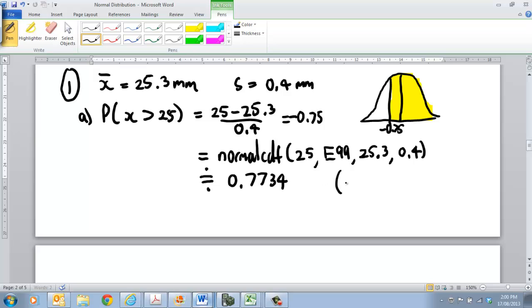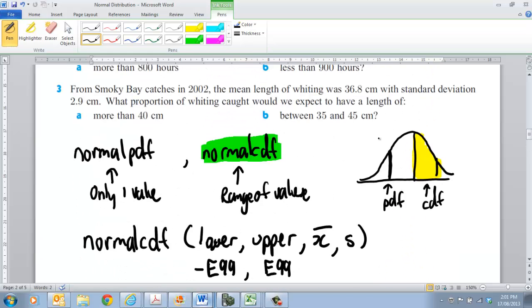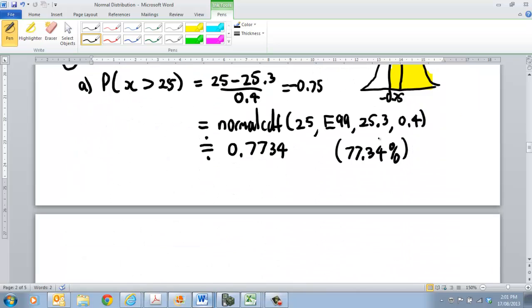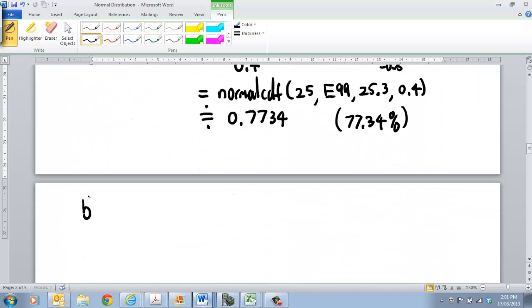Okay, so we can say that's a 77.34% chance that a nail that you pick from the box is going to be greater than 25 millimetres. Right, we'll do part B. What are the chances, or the probability, that it's greater than 25 but less than 26?